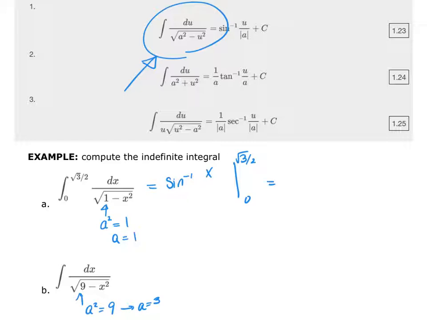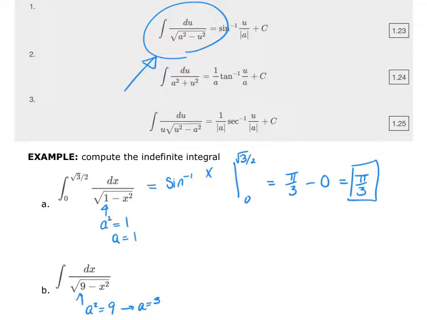Now remember, we are in calculus, so we are only in radians. Do not answer any of this stuff in degrees. If you answer this stuff in degrees, your web work is not going to like you. So make sure your calculators are in radians. So the angle for square root of 3 over 2 is pi over 3. And then minus the sine inverse of 0 is going to be 0. So my final answer is pi over 3.